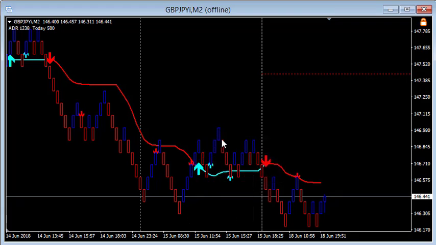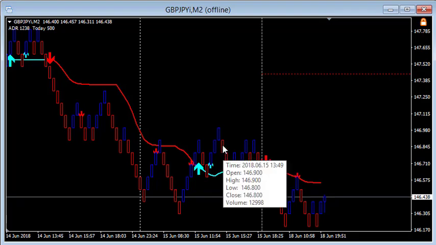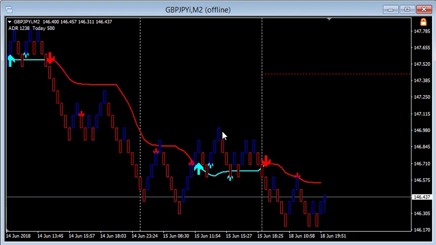Now from here, price moved down from the low, which was 146.90. It moved down to 146.80, and we got a red box to close. So it's 10 pips down from the low or 10 pips up from the high of that box. You get either a blue box or a red box.